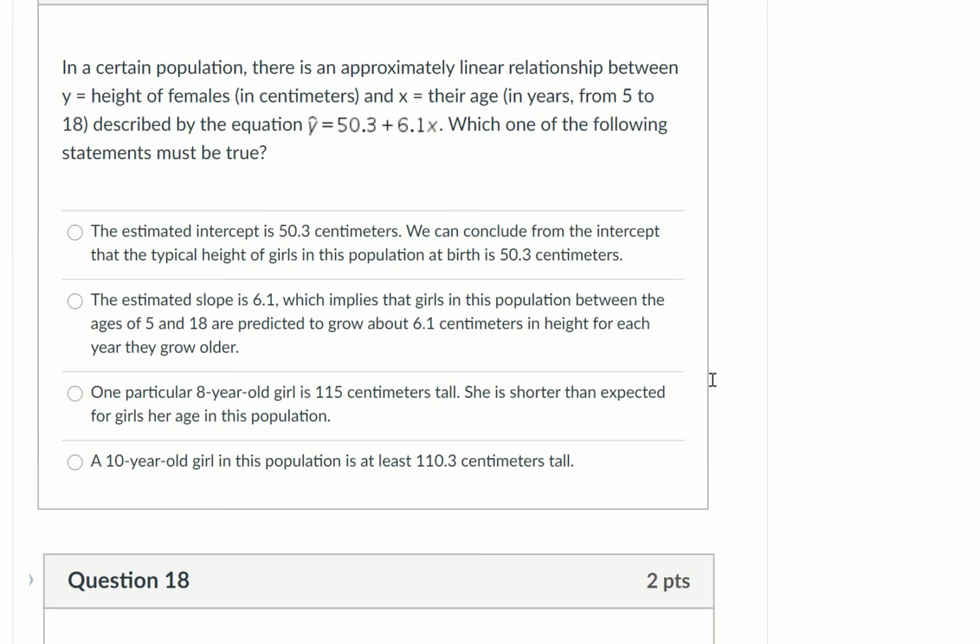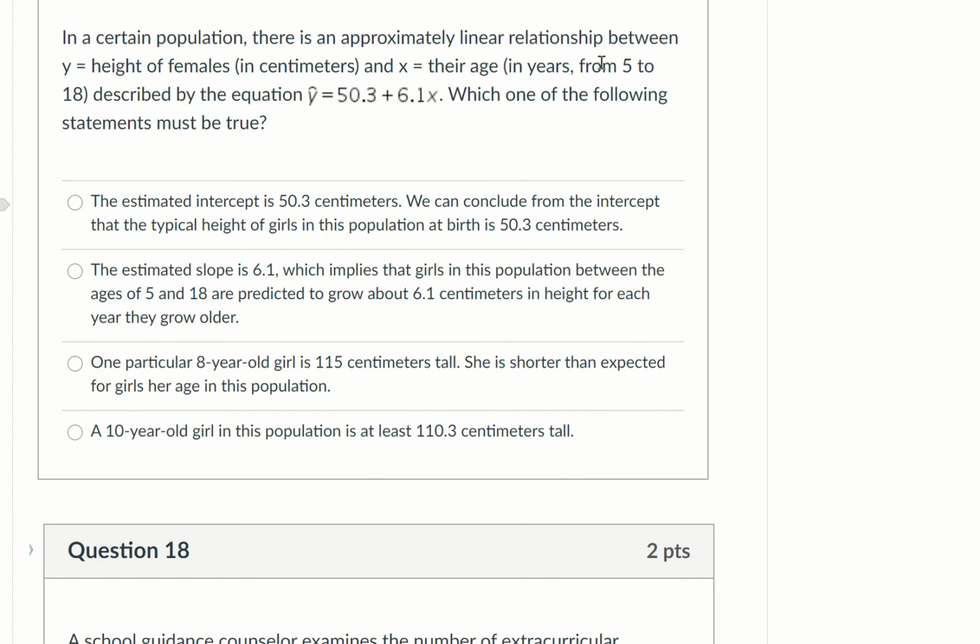All right, so in a certain population, there is an approximately linear relationship between y equals height of females in centimeters and x equals their age in years from 5 to 18. So they're saying that there's a linear relationship between the height and the age. So as the age increases, it looks to be that the height increases in a linear fashion. And they give it to you by this equation for the prediction anyways. Which one of the following statements must be true?